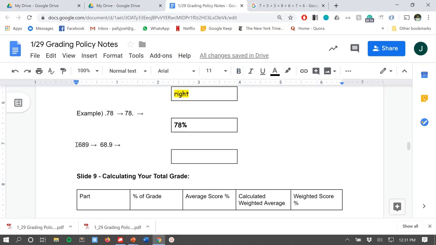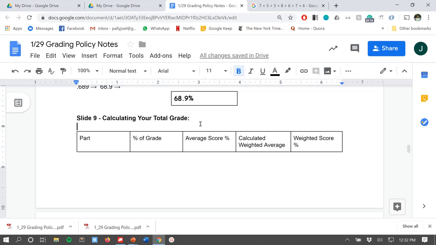Let's do a second example here. 0.689. We're going to move the decimal over 2 spots. So 1, 2. So now we've got 68.9%. So there's still a decimal there, we just moved it over 2 spots, and now we can write the percent sign.